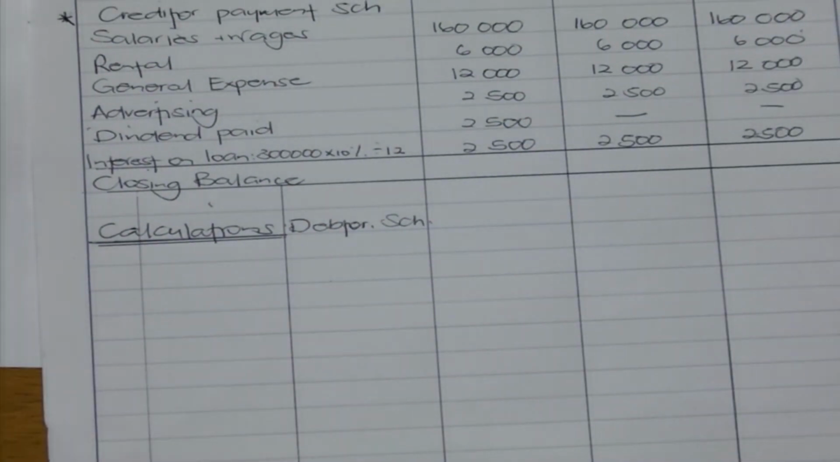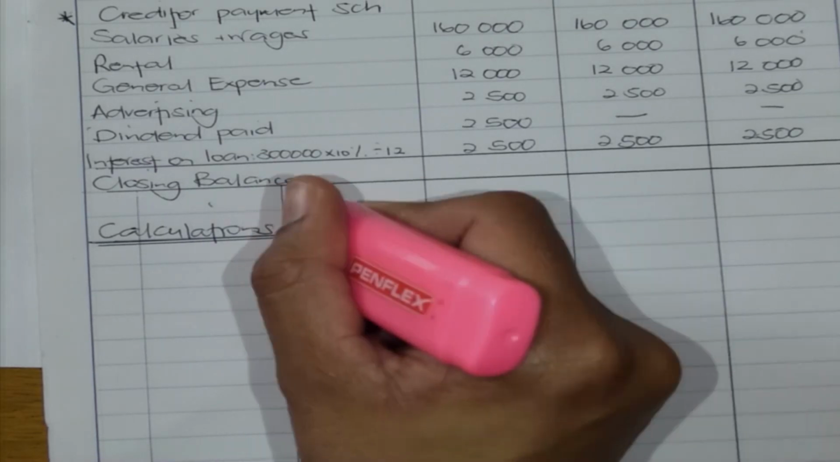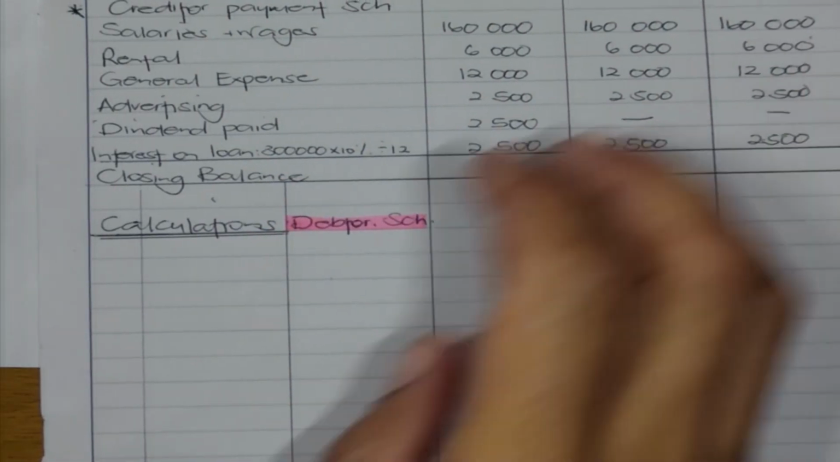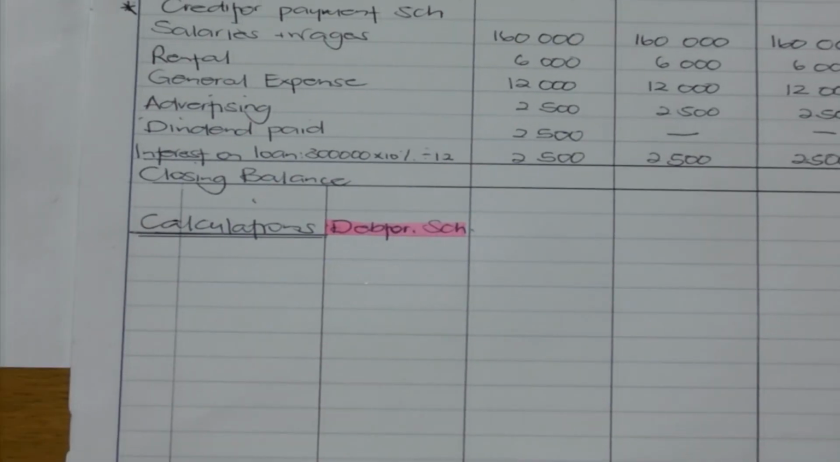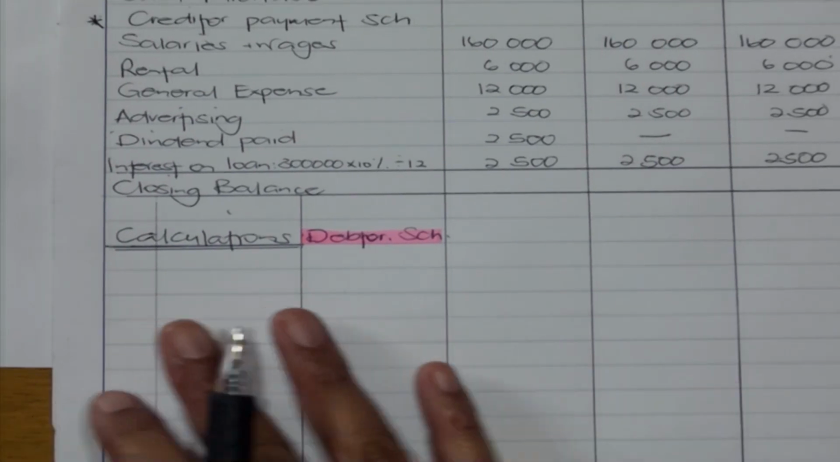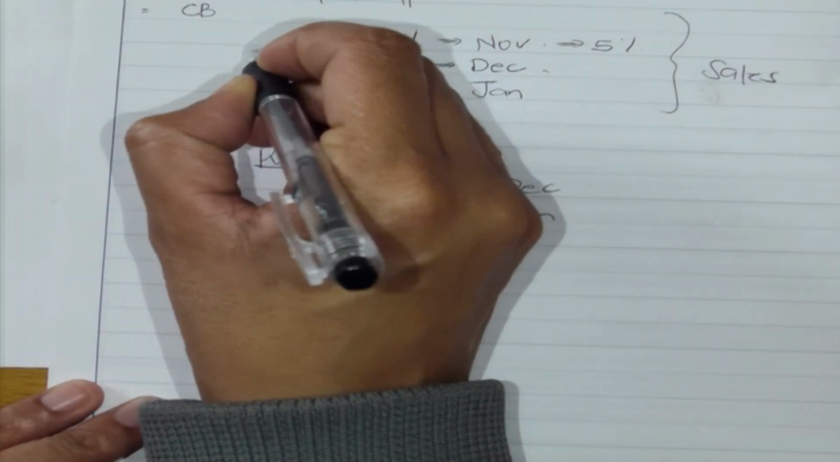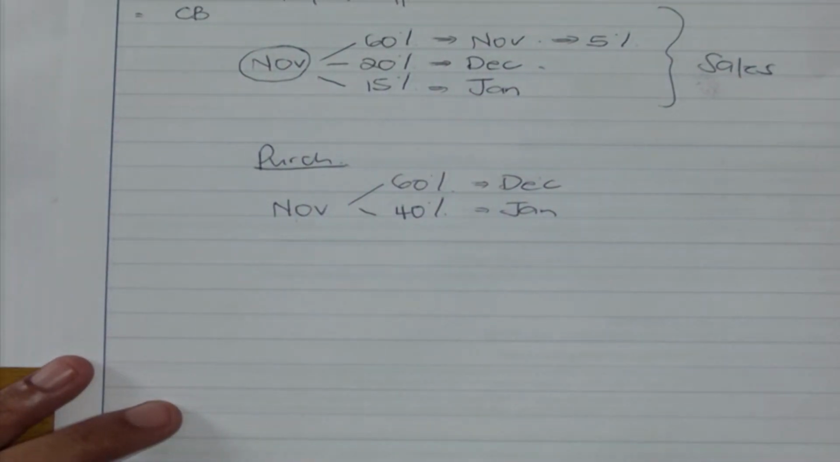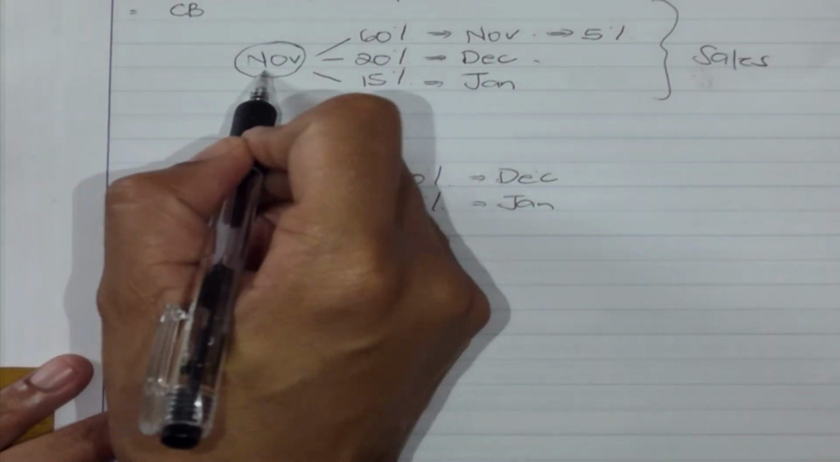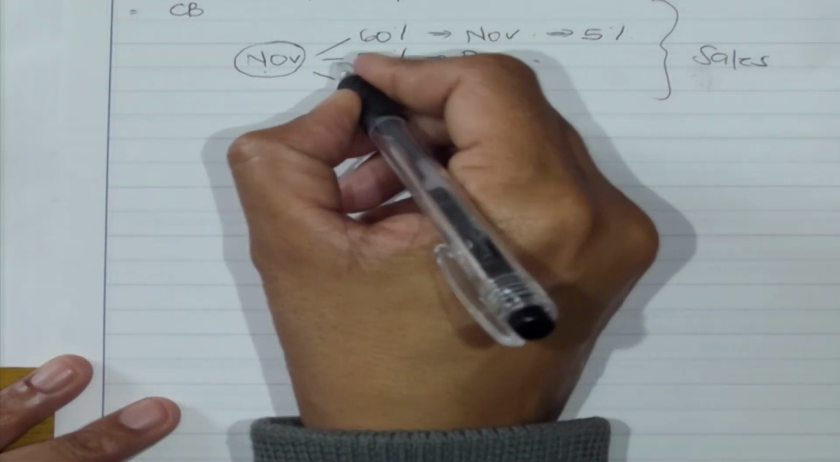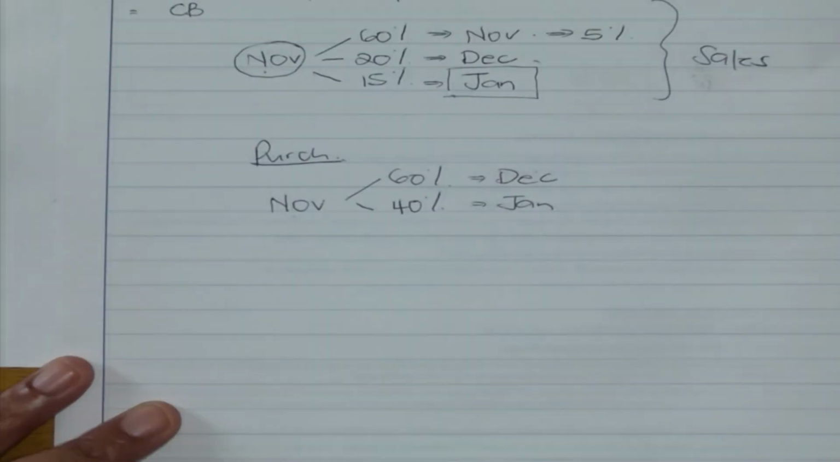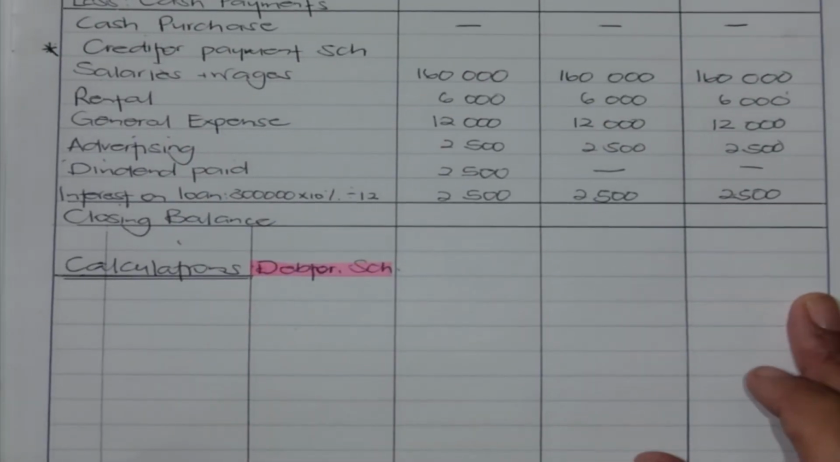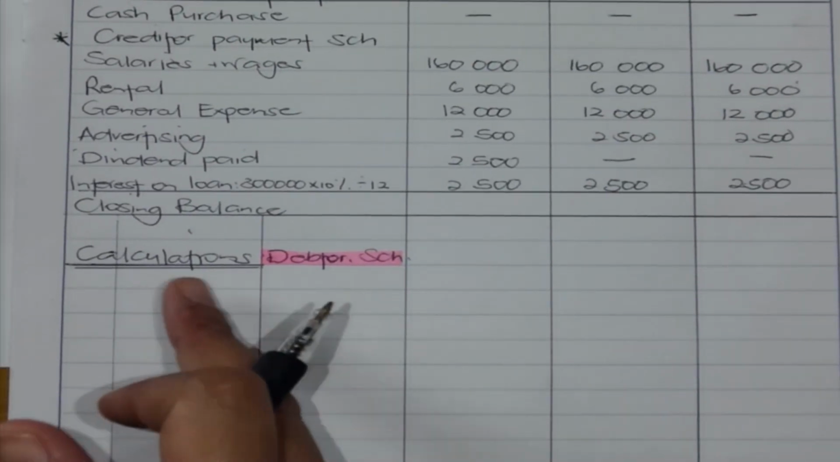Let me just highlight it. And remember, with debtors collection schedule, you're going to use your credit sales. So what you need to do now is indicate all the months that they have given you. Why? Because with the November sales, 15% of that falls in the months that they want from us, January, February, and March. That's why we account for all the months that we have been given: November, December, January, February, March.